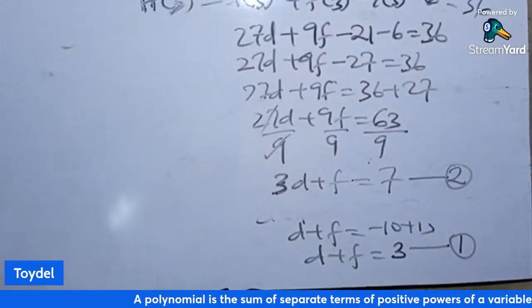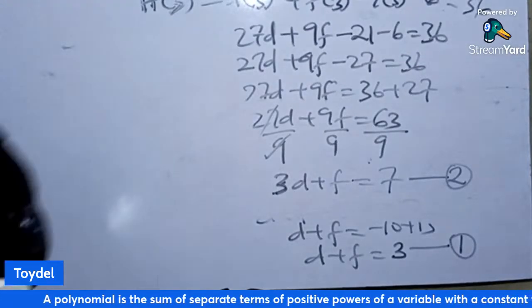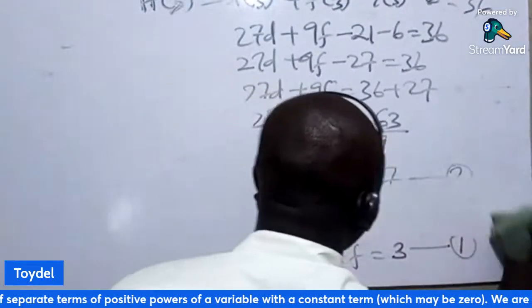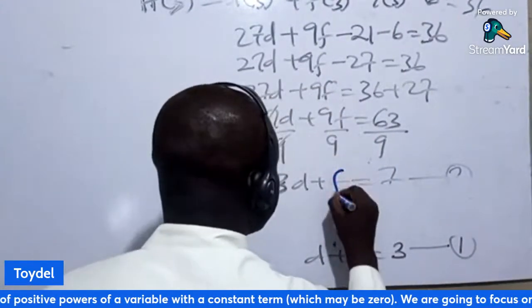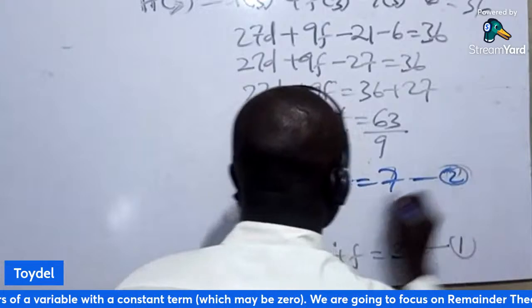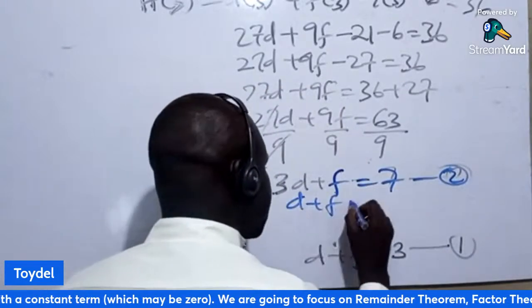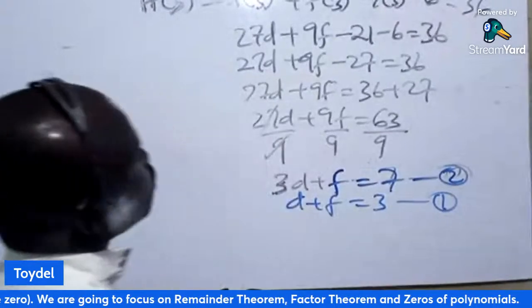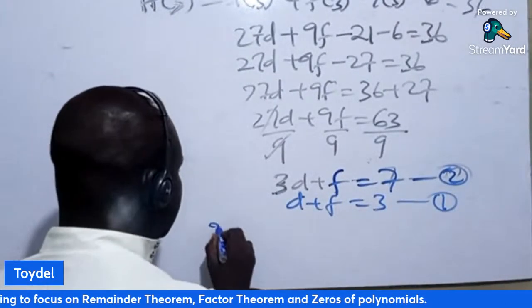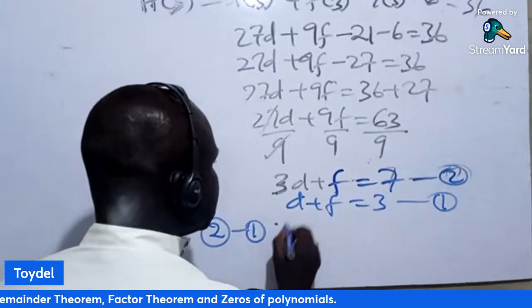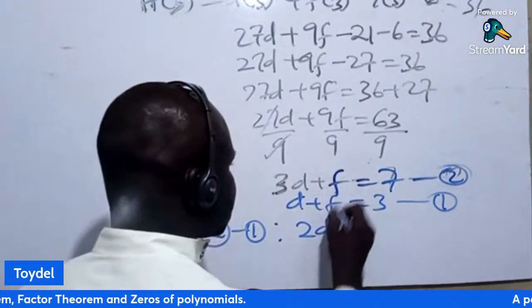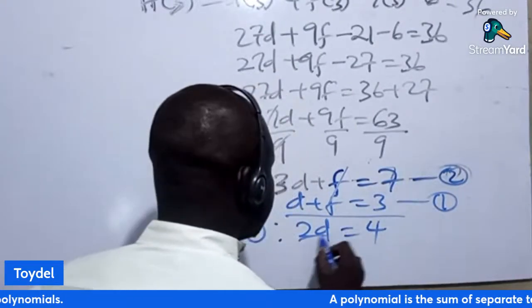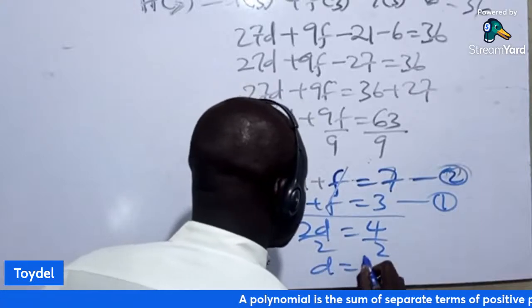So we have 2 equations now with 2 variables. When we have two equations with 2 variables, we solve them simultaneously. So this is 3d plus f equal to 7, equation 2. Then equation 1 is d plus f equal to 3. So we solve this simultaneously. Then we can say equation 2 minus equation 1. 3d minus d, that's 2d. f minus f, this will cancel out. Then we have 7 minus 3, which is equal to 4. Divide both sides by 2. So d is equal to 2.